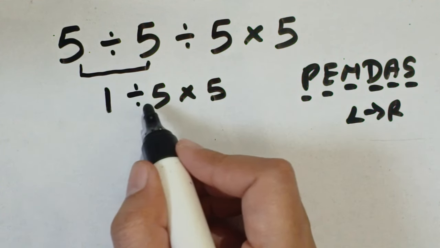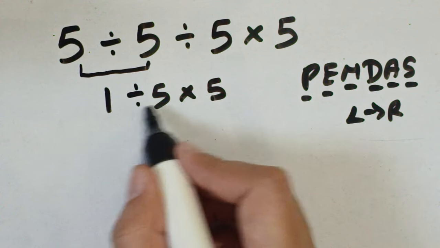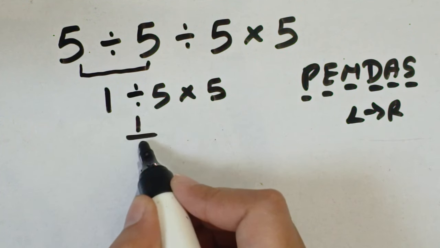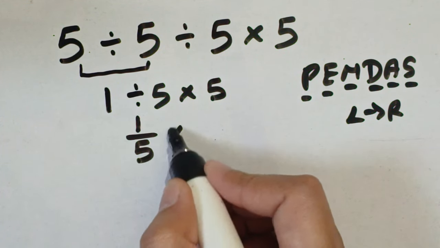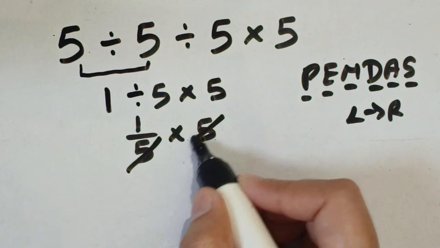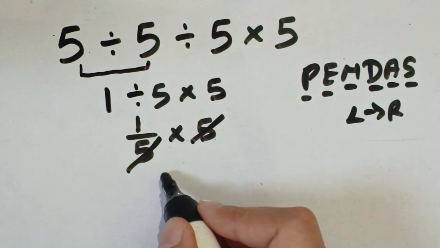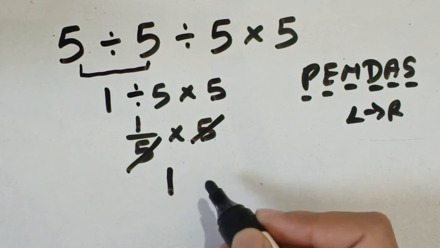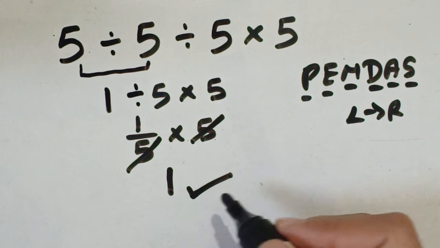Then solve this one. 1 divided by 5, so you can write this as 1 by 5 times 5. So cut this, so you will get the value 1. This is the correct value.